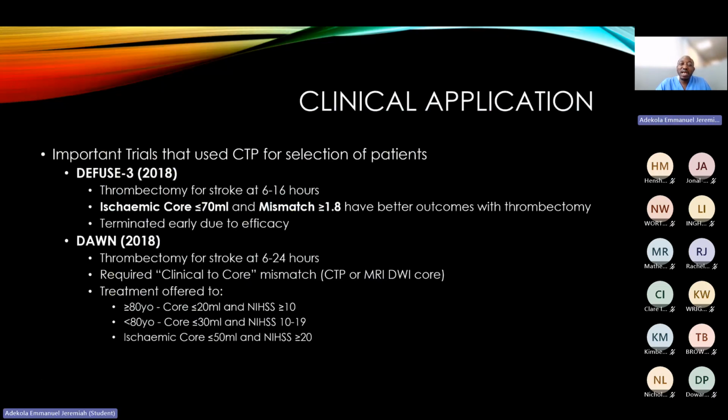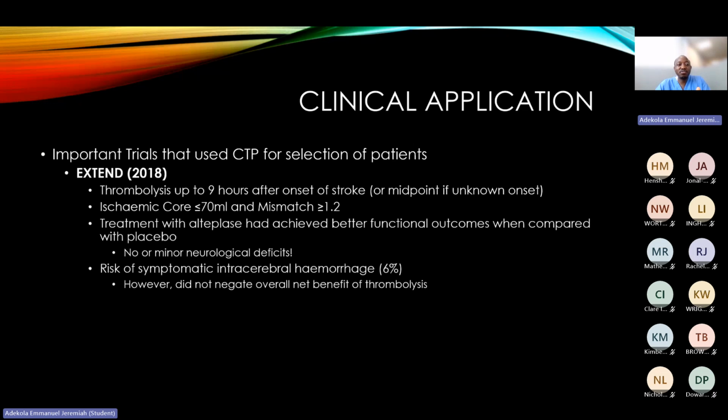So how do we apply this to our patients? For thrombolysis, it's based on the EXTEND trial, which was done in 2013, and this trial considered patients for thrombolysis up to 9 hours after the onset of the stroke or midpoint if the stroke is of unknown onset, and they were treated with alteplase, and they had good functional outcome. That's when they used the mRS compared to those who weren't treated.